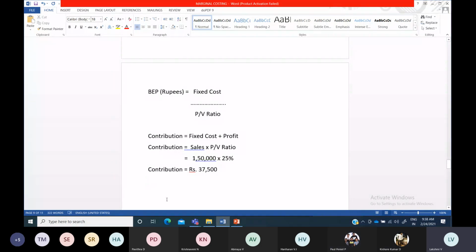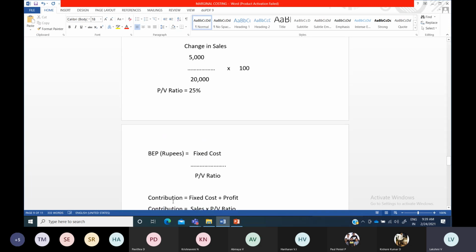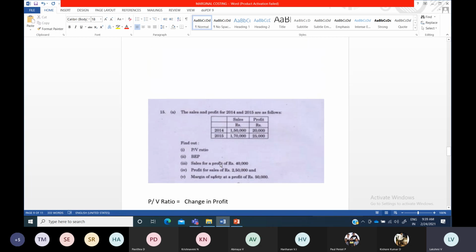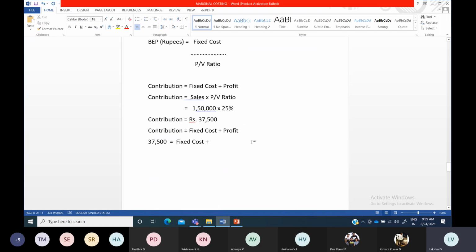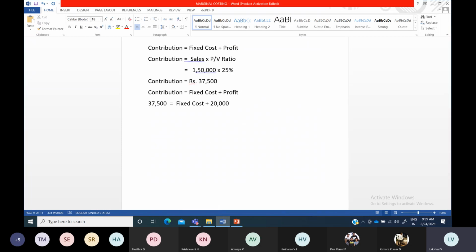Next, in the contribution formula we are going to substitute. Contribution we know, 37,500, we found out. Fixed cost amount we don't know, that is what we are going to calculate now. You can keep it as X. And profit, take the first year's profit. So here it is 20,000. First year profit is 20,000, so please take this 20,000.